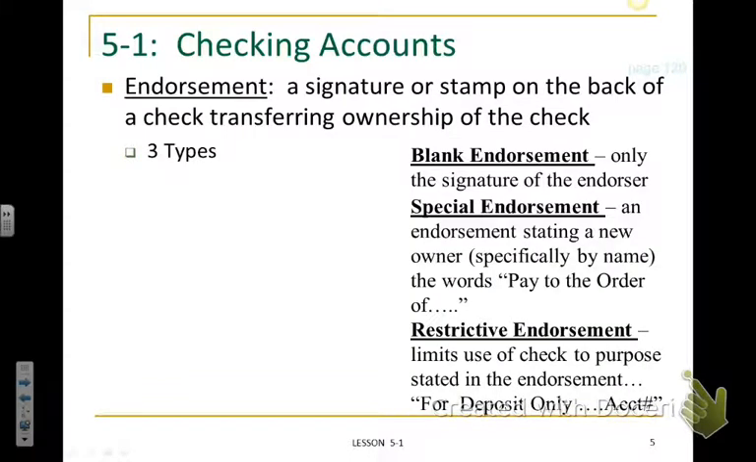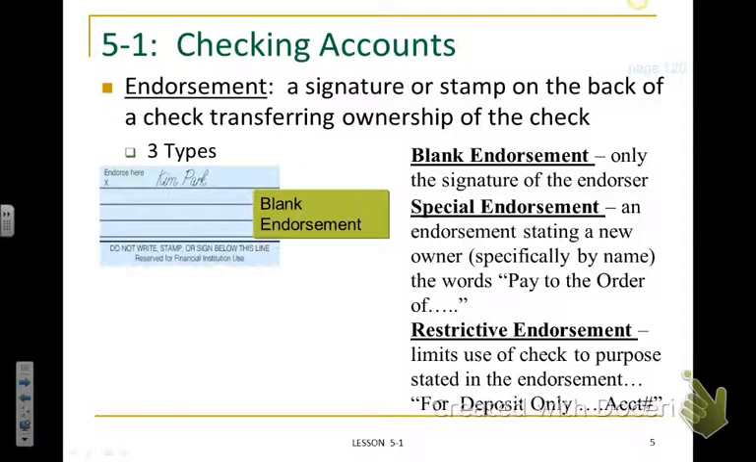When we receive a check, there are different ways that we can sign or endorse the back of the check. The endorsement is simply a signature or stamp on the back of a check transferring ownership of that check. There are 3 different types of endorsements. The first type of endorsement is called a blank endorsement. It only has the signature of the endorser.